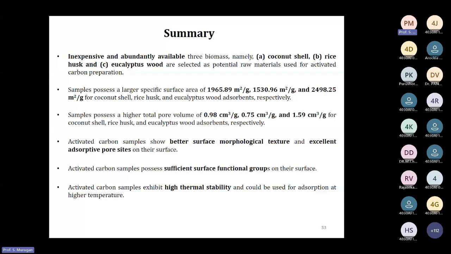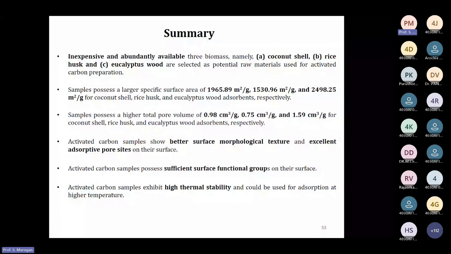Because of this, of course, we can take these samples, you can use it anywhere, no issues. Activated carbon samples exhibited better surface morphological texture and excellent absorptive pore sites on their surface. That means when this activated carbon is exposed to carbon dioxide present in a combustible gas or exhaust gas of an engine, it can easily capture and absorb. And of course, they also have sufficient surface functional groups. As a result, it can capture the maximum amount of CO2 from the stream.